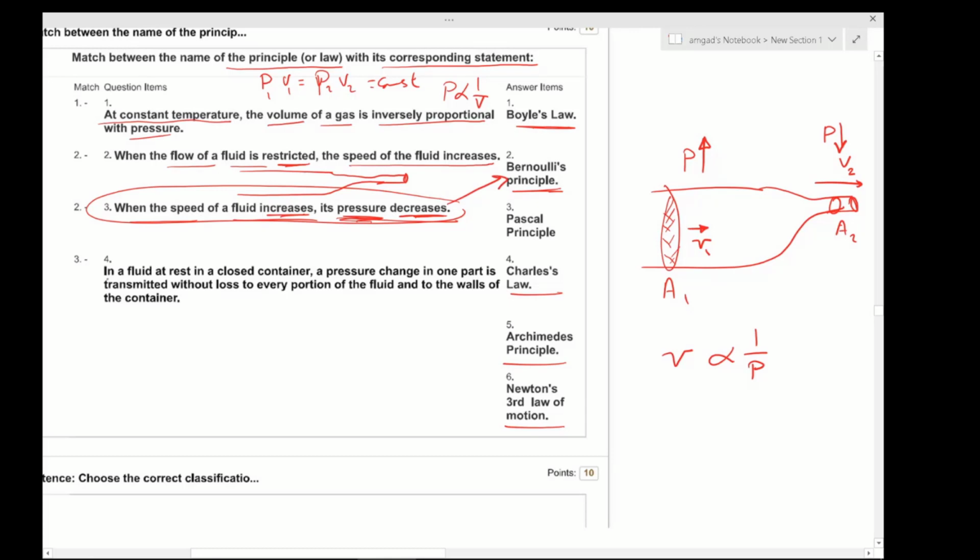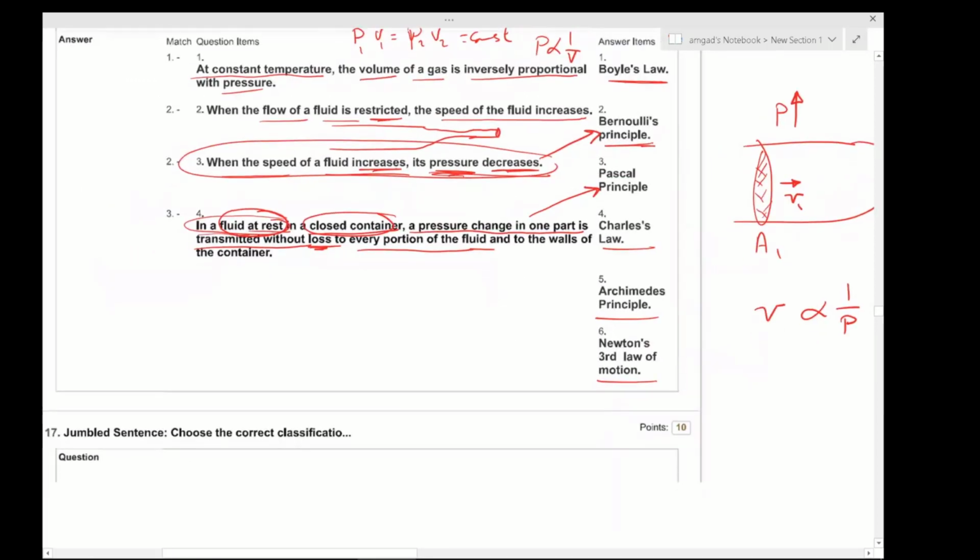Okay. In a fluid at rest, in a closed container, so it's very close to Pascal. A pressure change in one part is transmitted without loss to every portion of the fluid. So that's Pascal. The pressure transmits throughout the fluid, in a closed container, and the fluid must be at rest. So that's Pascal principle. Okay, guys.